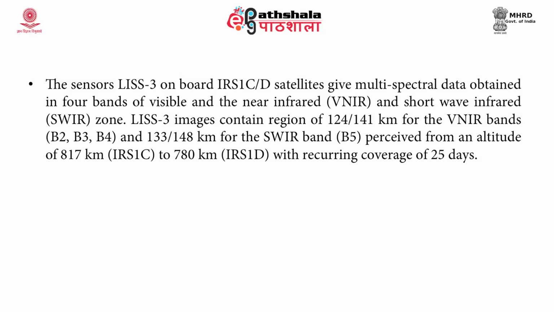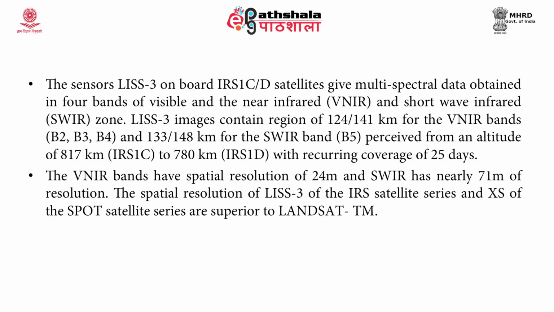LISS-3 images cover a region of almost 124 or 141 kilometers for the visible and near infrared bands and about 133 to 148 kilometers for the shortwave infrared bands, perceived from an altitude of about 817 kilometers in IRS 1C to 780 kilometers in IRS 1D with a revisit coverage of 25 days. The visible and near infrared bands have spatial resolution of 24 meters and shortwave infrared has nearly 71 meters of resolution. The spatial resolution of LISS-3 of IRS satellite series and multispectral data are superior to Landsat thematic mappers.